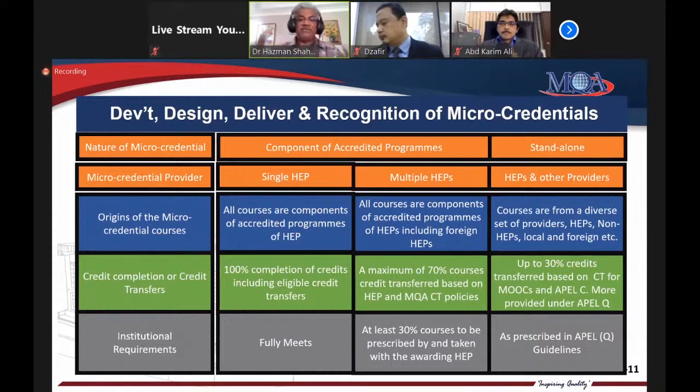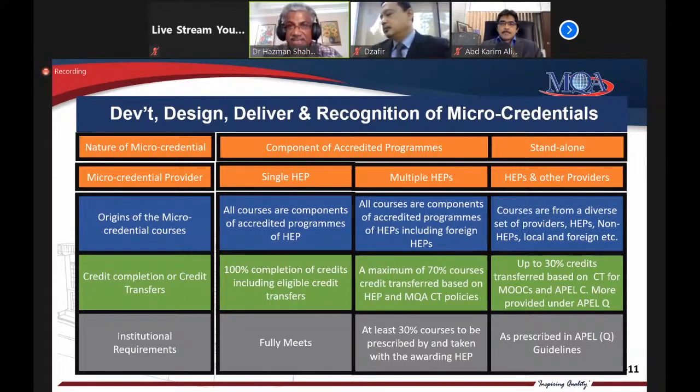Okay, so this is for the accredited ones. Of course, the standalone ones that we talked about, which are not from accredited programs, can still be recognized. These standalone programs, not necessarily from HEPs, could be from anyone offering. Those can be assembled, and this can go through the provisions that exist right now for credit transfer for MOOCs, if these micro-credentials are MOOC-based. And under FLC, which recognizes all forms of learning, non-formal and informal learning, there is a provision for these to be recognized in academic programs towards the qualification.